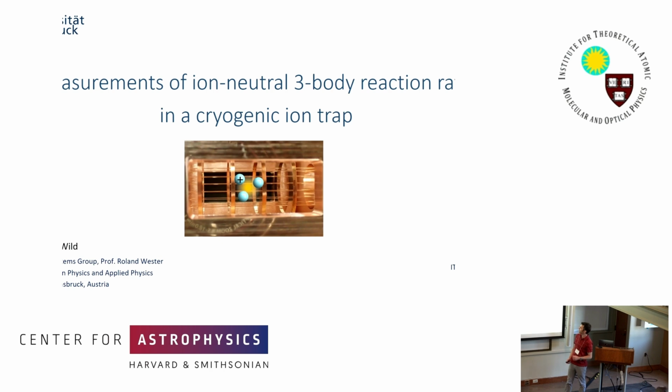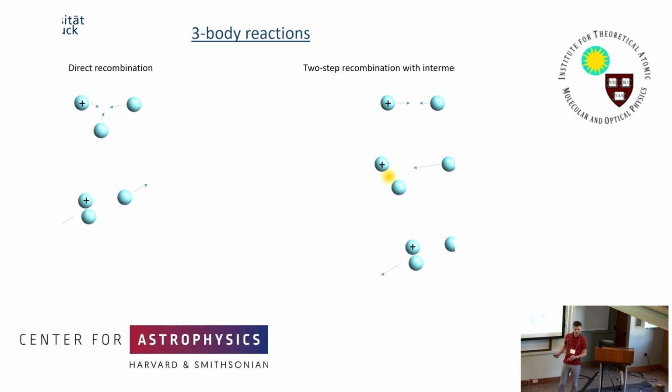Measurements of three-body reactions in a cryogenic ion trap. This first slide, I probably don't really need it because we've heard about this a bunch. You can look at three-body reactions in a direct recombination rate where they all come together at once, or also this very common way of looking at it, this two-step recombination with an intermediate state where you have rates of formation and dissociation and stabilization, and from that you can calculate the three-body rate, right? And this is my level of understanding of this all.